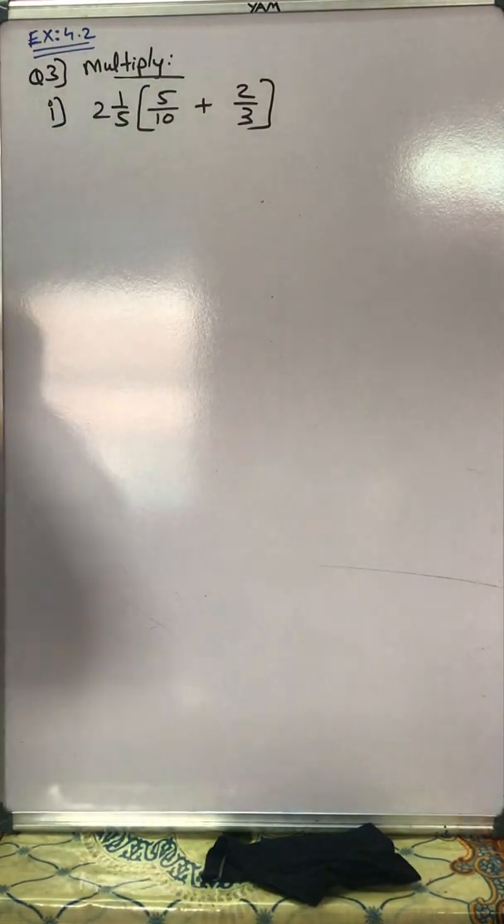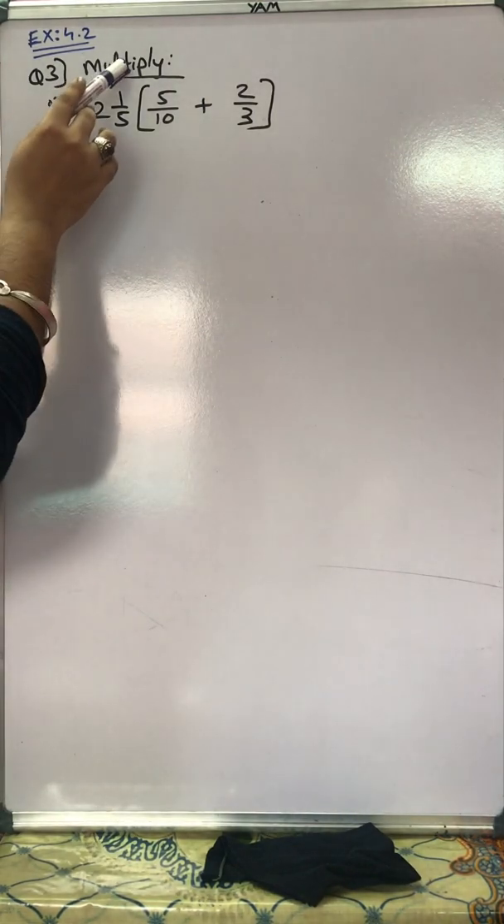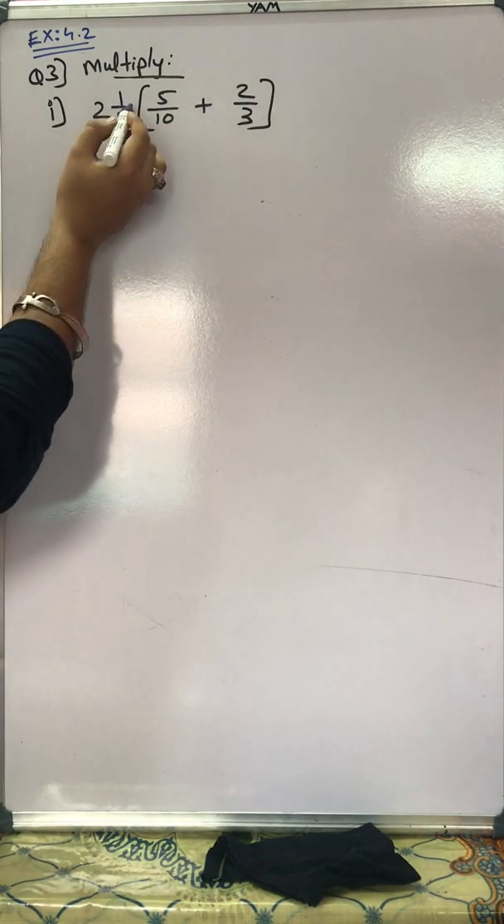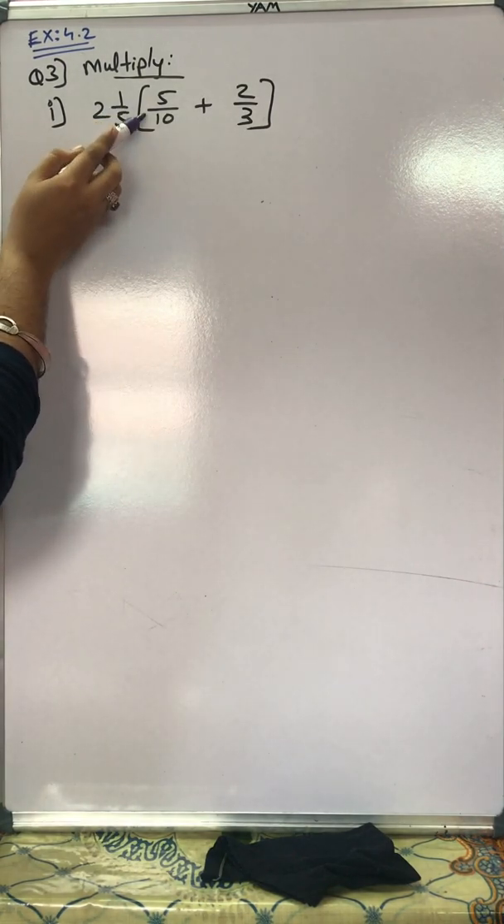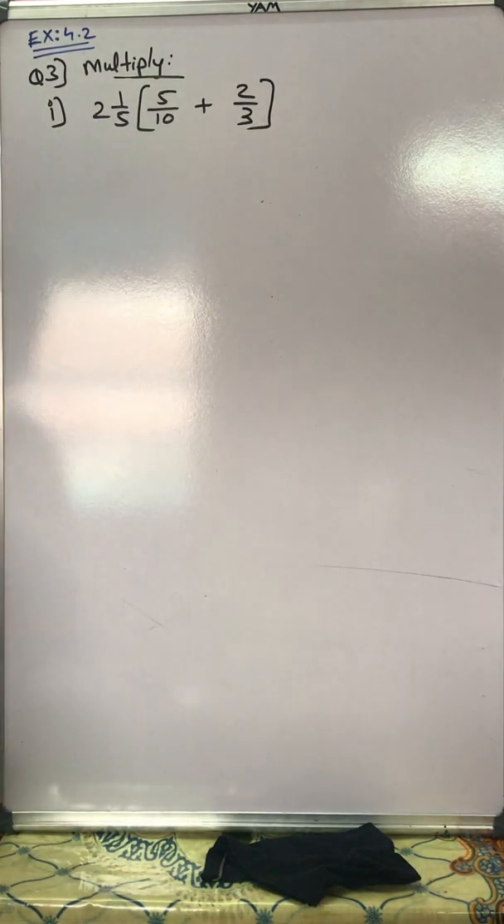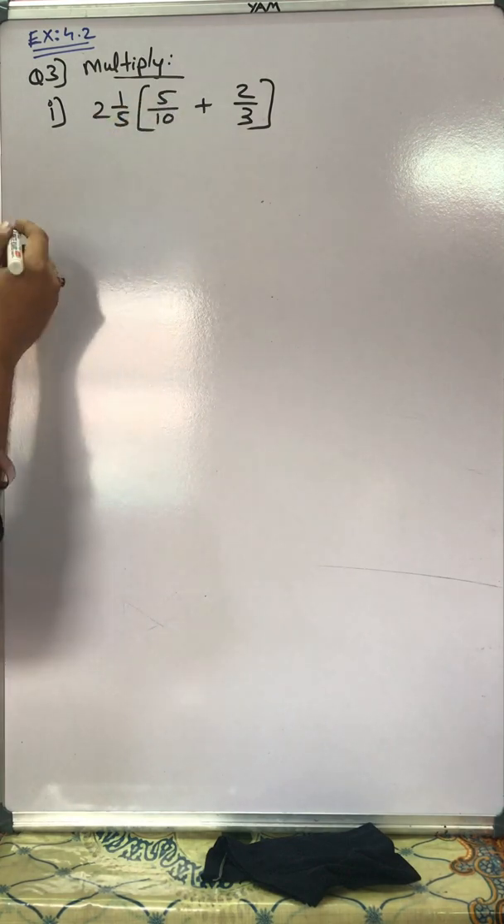Students, now question number 3, multiply. Yes, we just have to multiply. They have given the heading multiply. That means outside the bracket. See here, this is a mixed fraction and here no sign is mentioned. And there is a bracket, so bracket always means multiplication. Here there is no sign, that means it's multiplication. And first within the bracket we have to solve it. Okay, so let's start.